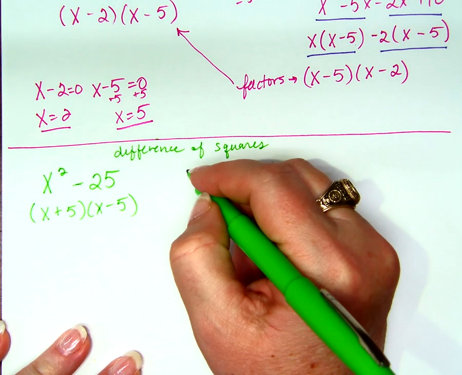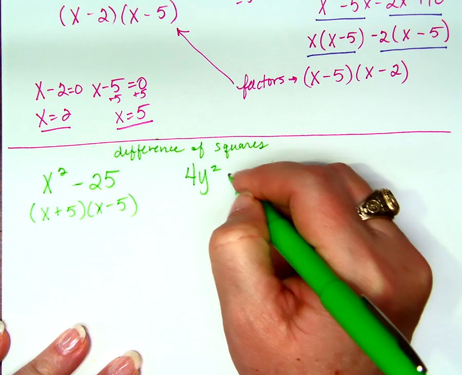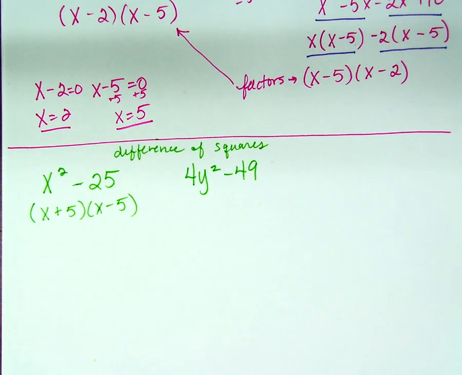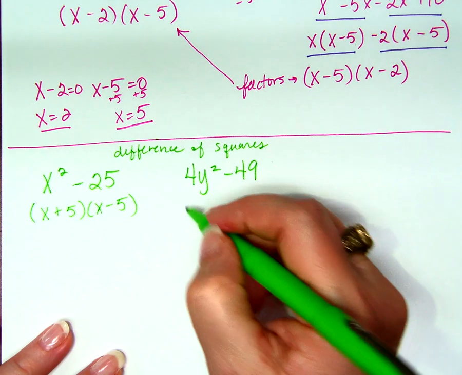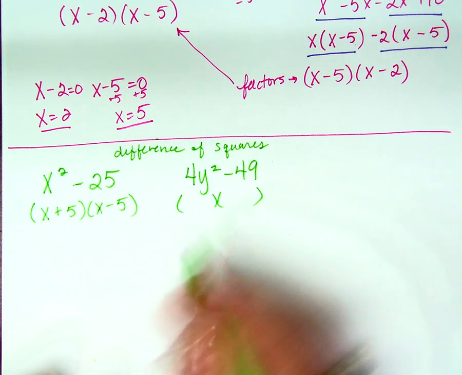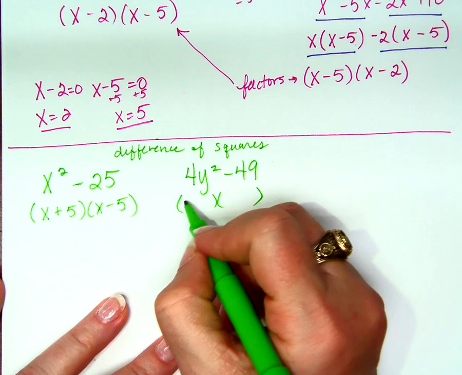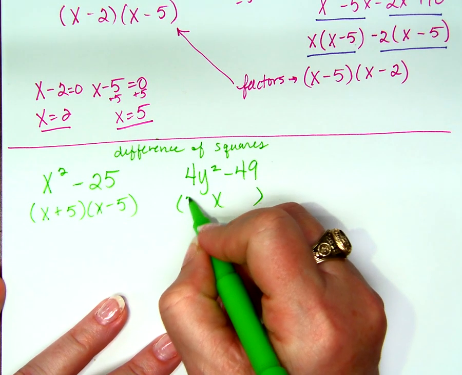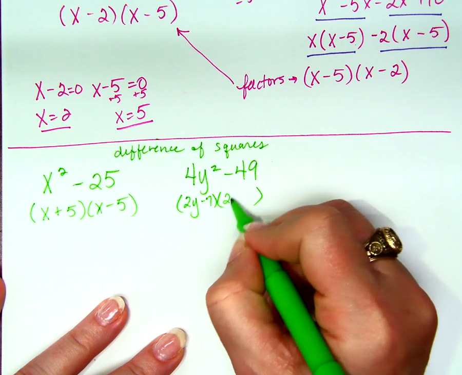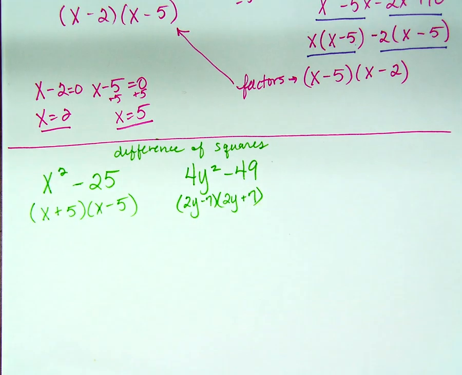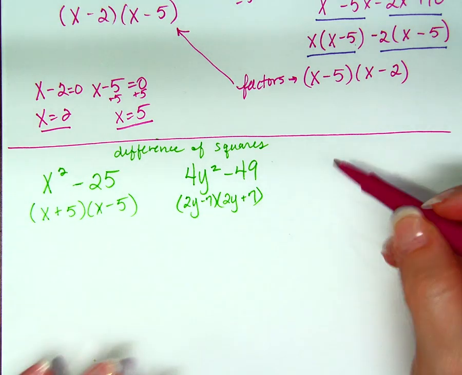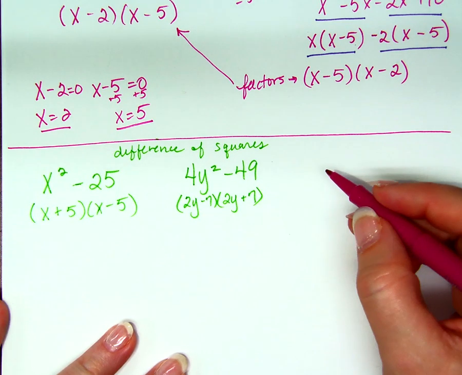What if it was 4y squared minus 49? I'd still get two binomials, right? What would be in the binomials? Perfect. 2y minus 7 and 2y plus 7. Okay, I'm going to try to trick you, so I'm going to write it in a different color. Are you ready?